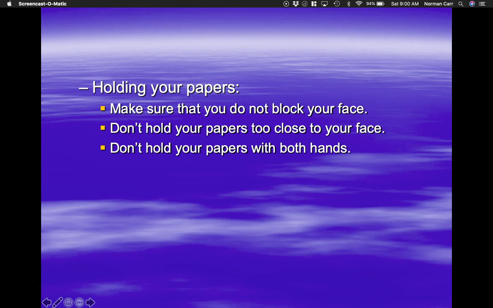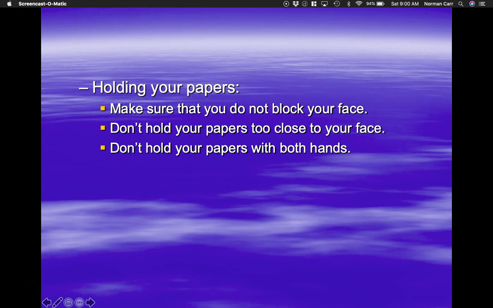It's worth pointing out that when you have your speech up there at the podium, how you hold your paper is very important. You do not want to have your paper up, blocking your face, covering your face, because then the audience can't see you. You don't want to be holding the papers, of course, too close to your face. So also, you don't want to have the papers down at the podium and then you're bent down, staring down at your paper.